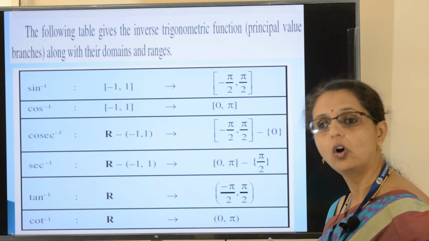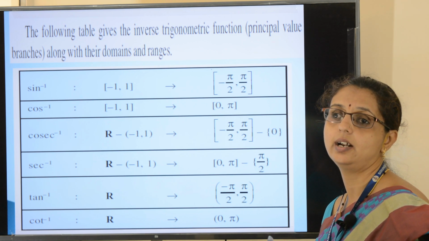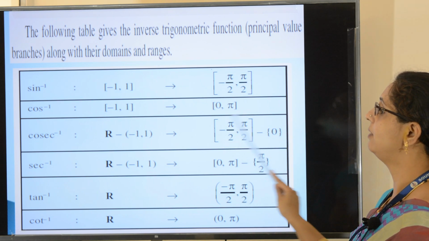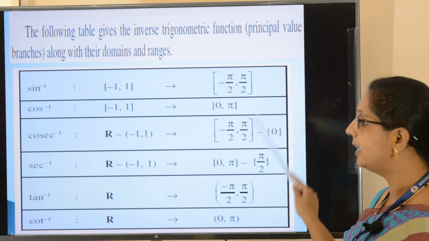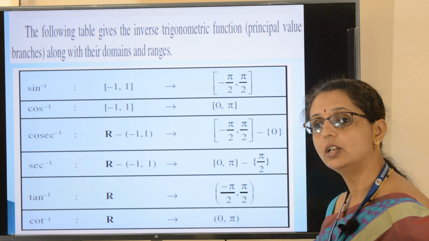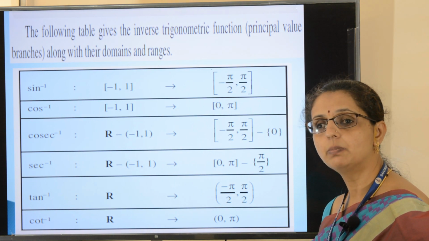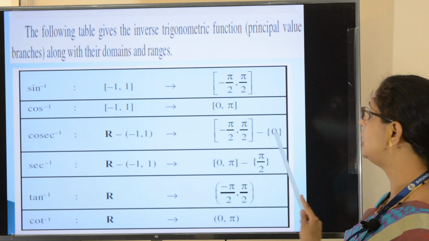1 by 0, we all know that it becomes what? Indefinite, undetermined. So the question can be framed like this for 1 mark. Find or write the range of cosec inverse x. What's the range of cosec inverse x? Closed interval -pi by 2 to +pi by 2 minus the set {0}.